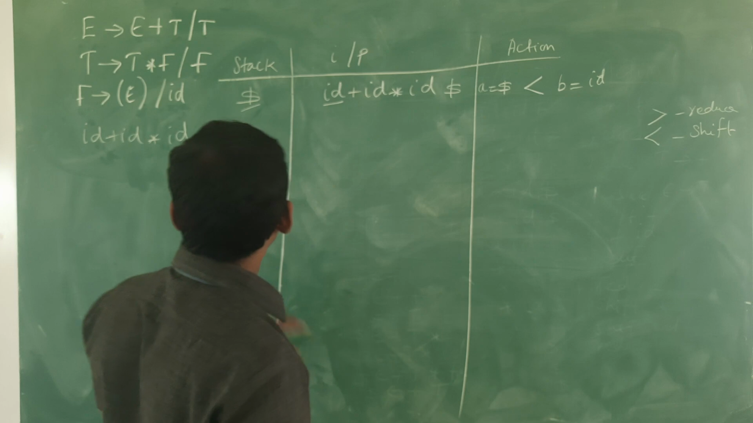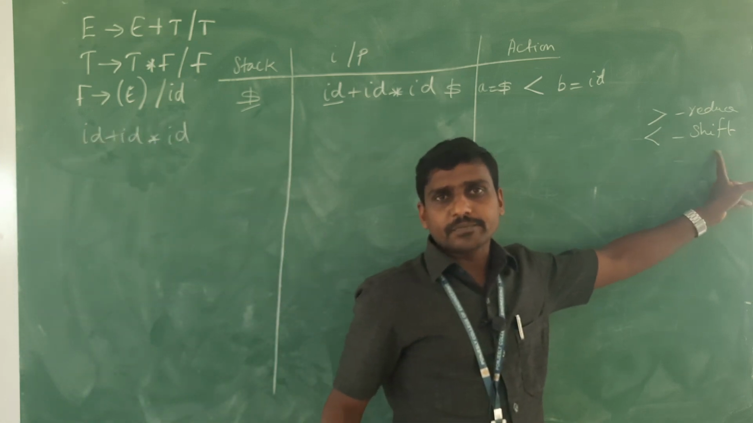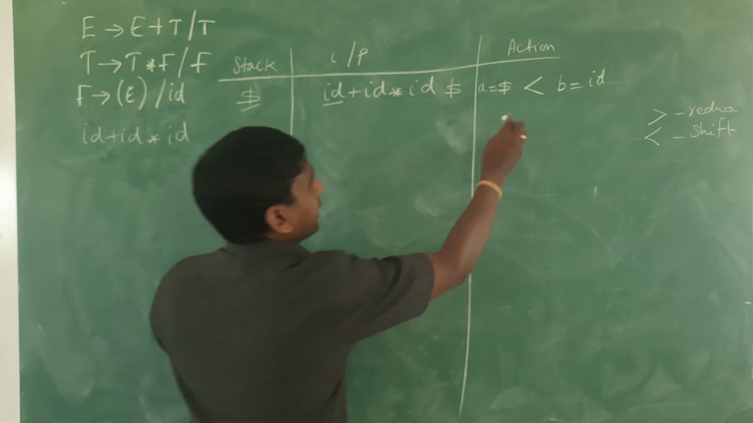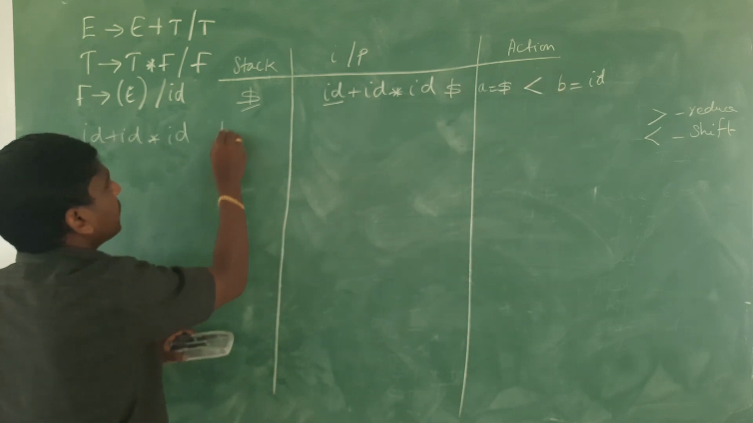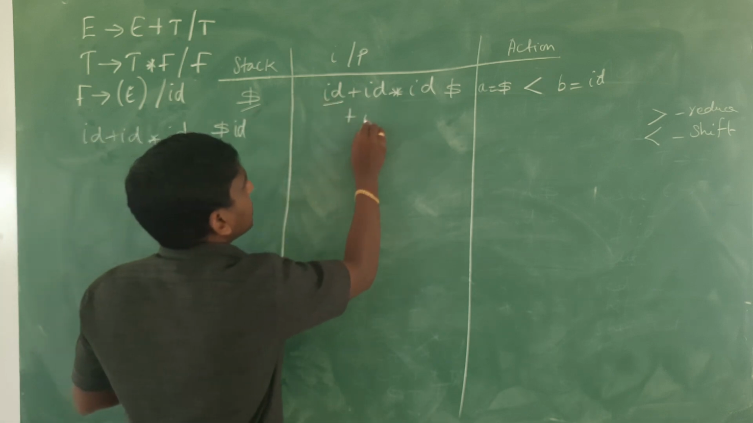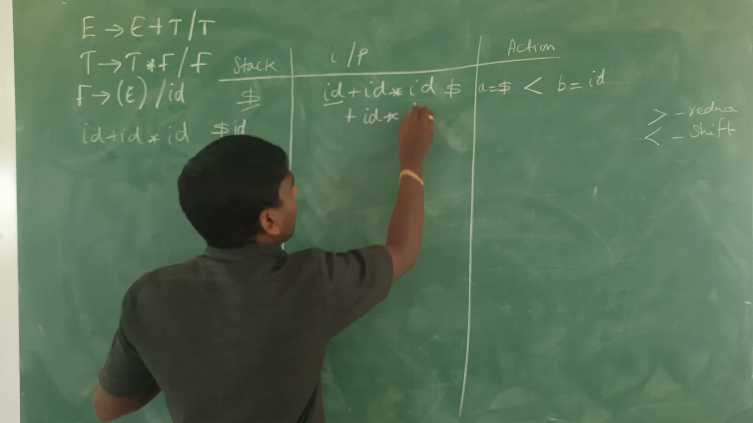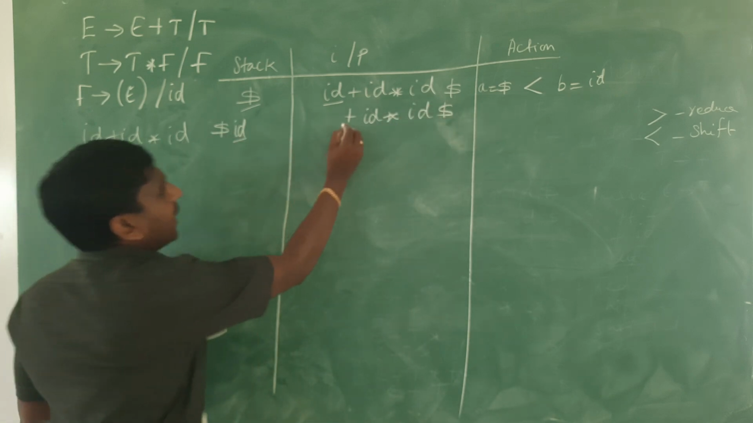So if there is less than, what do we want to do? Shift. It clearly says that if there is less than, it is shift, so we have to shift. Dollar, this id. So plus id star id dollar. Clear? Now you have to check id and plus.